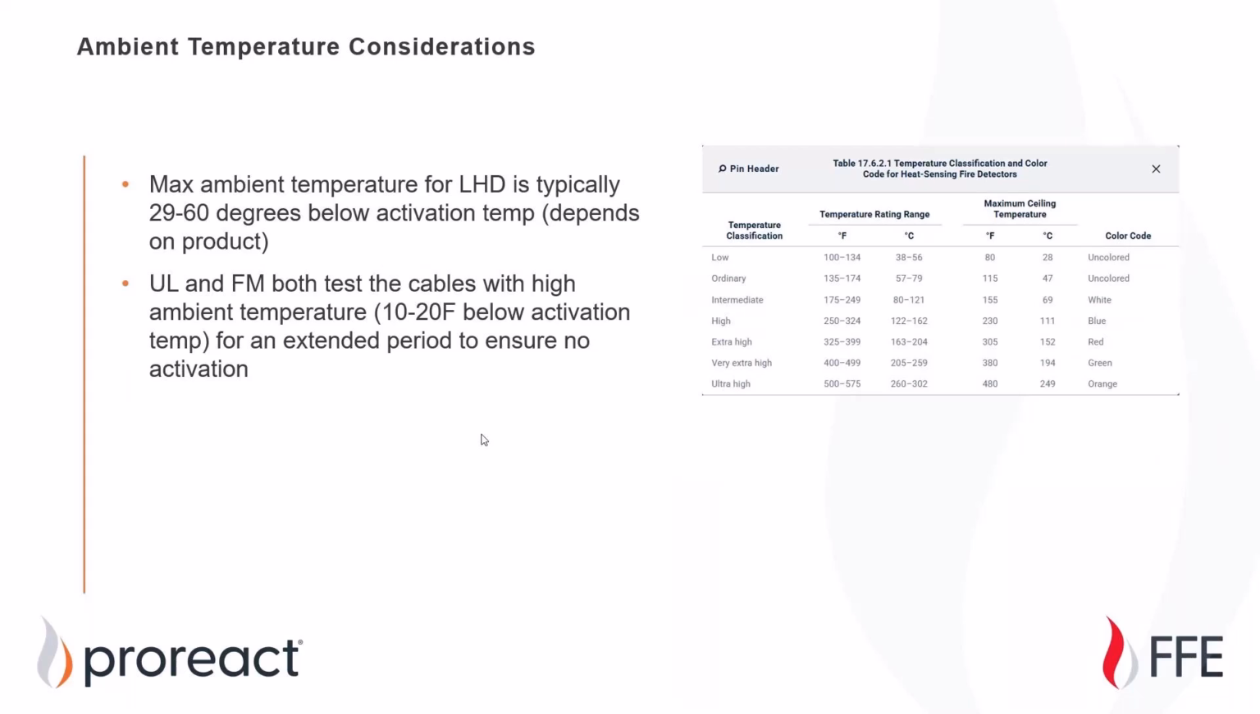Ambient temperatures, and what the maximum ambient temperature could end up being in your application, is something to really pay attention to and factor into what your activation temperature is going to be. Usually, for the fixed temperature version of ProReact, whatever your max ambient temperature is going to be, say it's an elevator shaft and it could get to 100 degrees Fahrenheit, it's recommended to be at least 29 or so degrees above whatever that is.